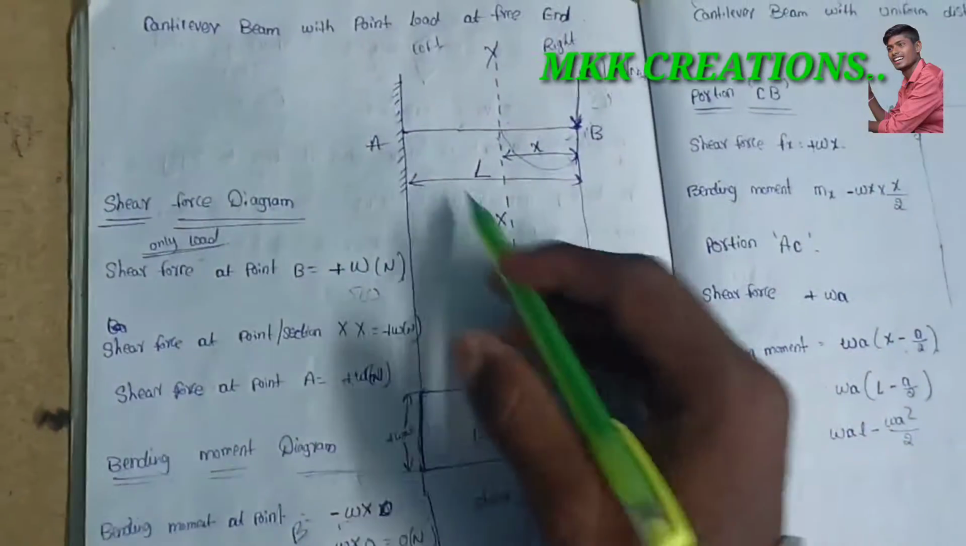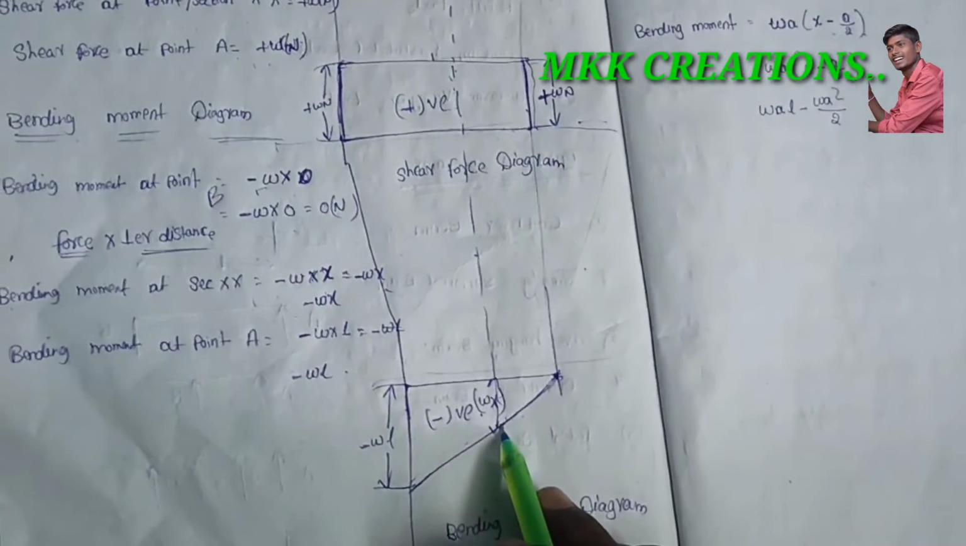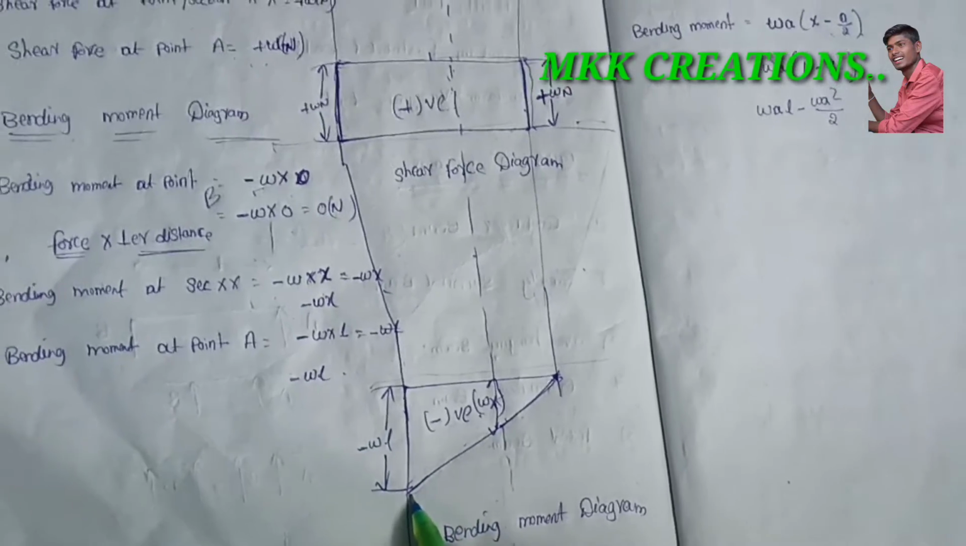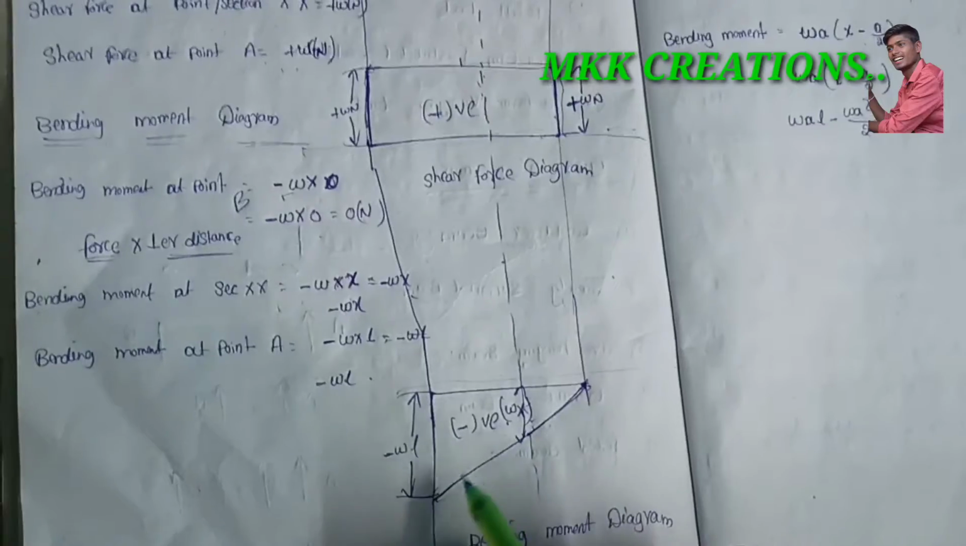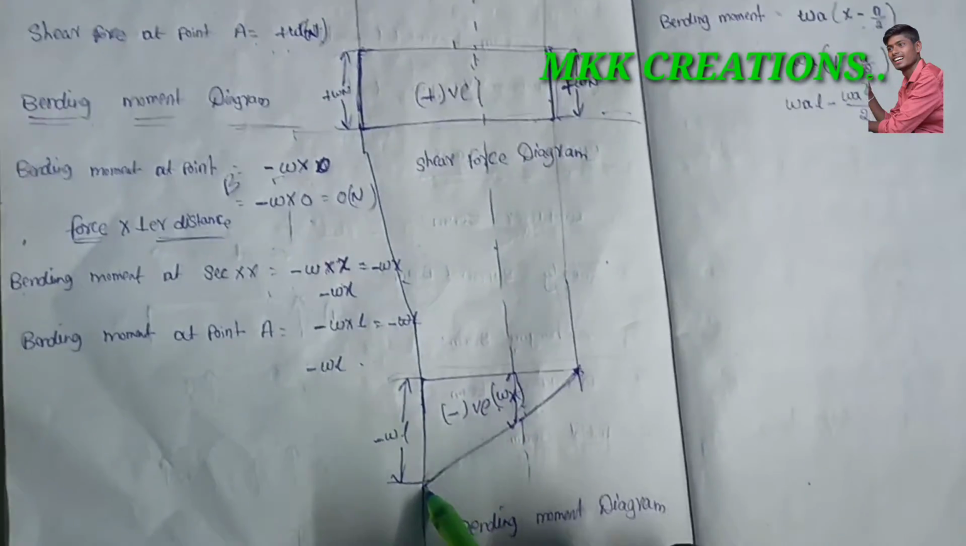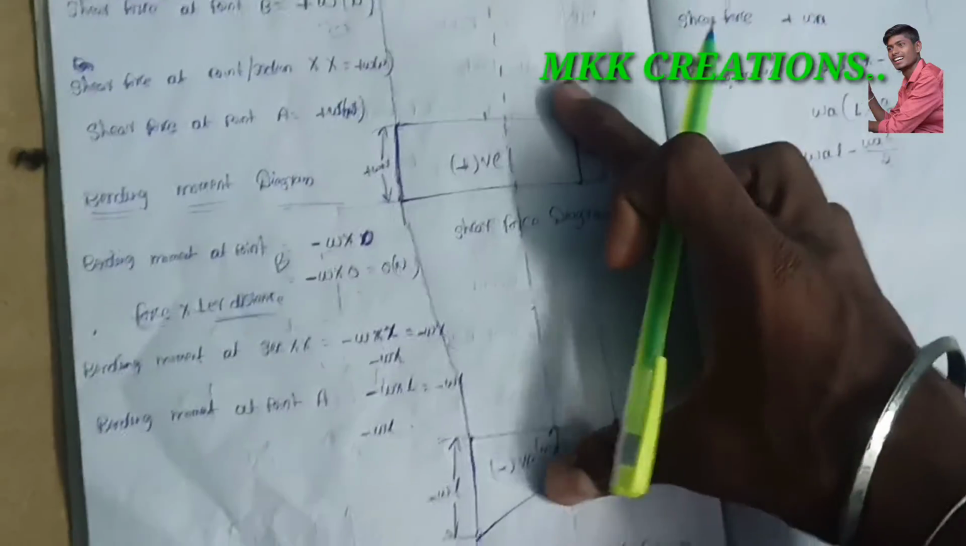Next we draw at point A. At point A it is minus W into L, so we extend the line according to the lengths, showing the difference here, not accurately but approximately. Then we get minus WL. So we have completed the bending moment diagram and the shear force diagram here.